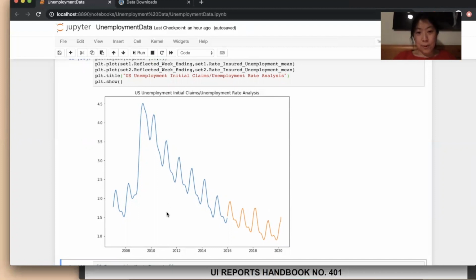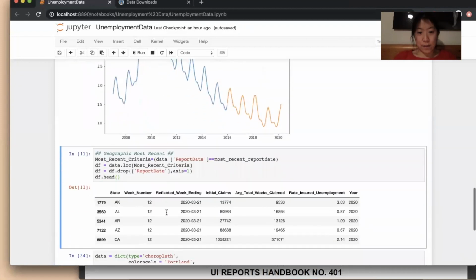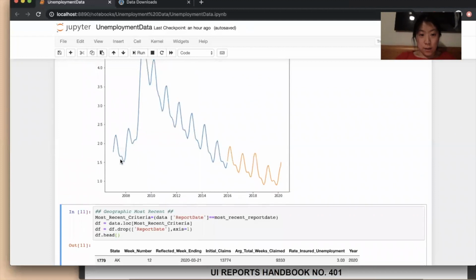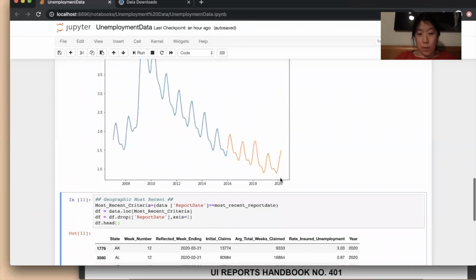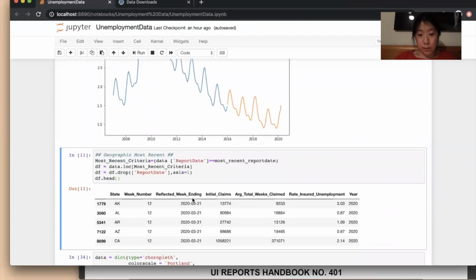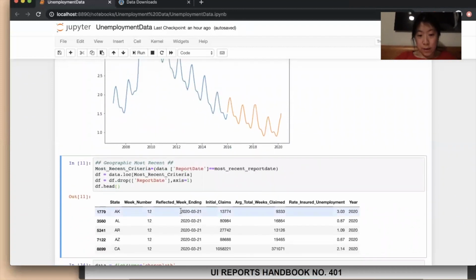So now let's come to the third result we want to see from this data set. I've been looking at the historical data and did some comparison. What about now? I only want to see the most recent week. As you see, the data was available at the end of March 21st that week. So during that week, I want to see each state, how many cases were filed and what was the rate as of that week in that state.